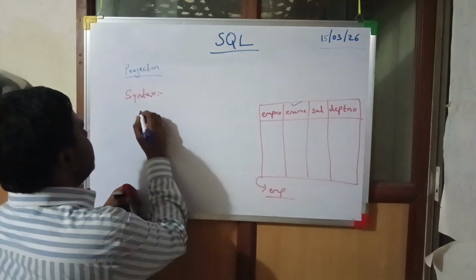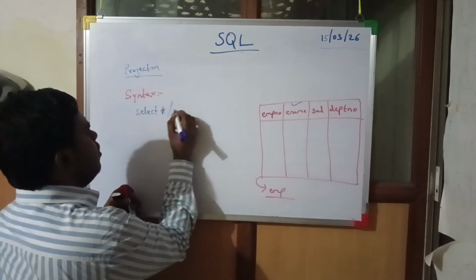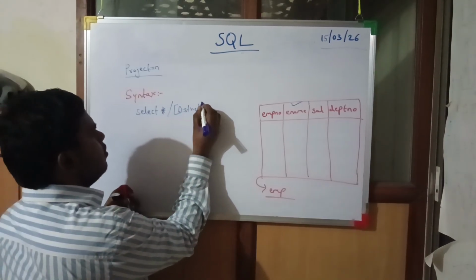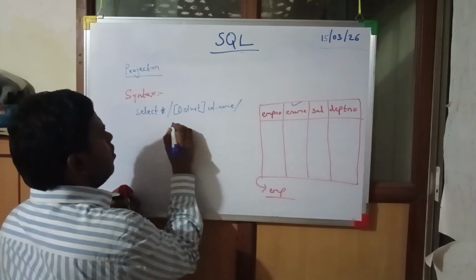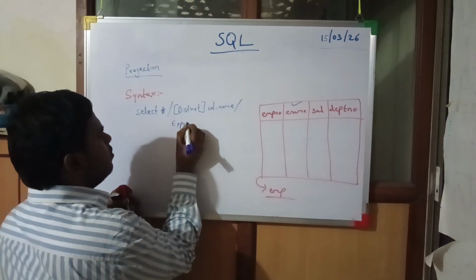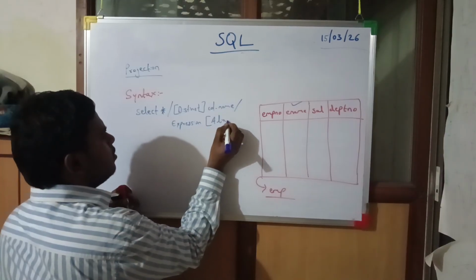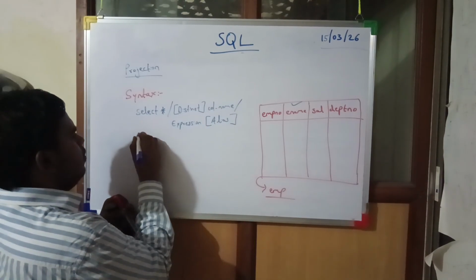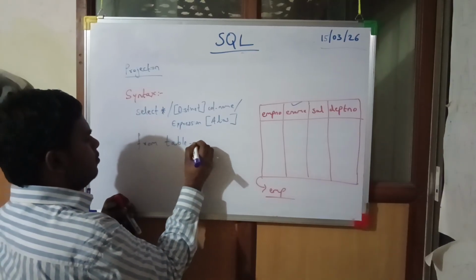The syntax of projection is: select asterisk or distinct column name or expression alias from table name.